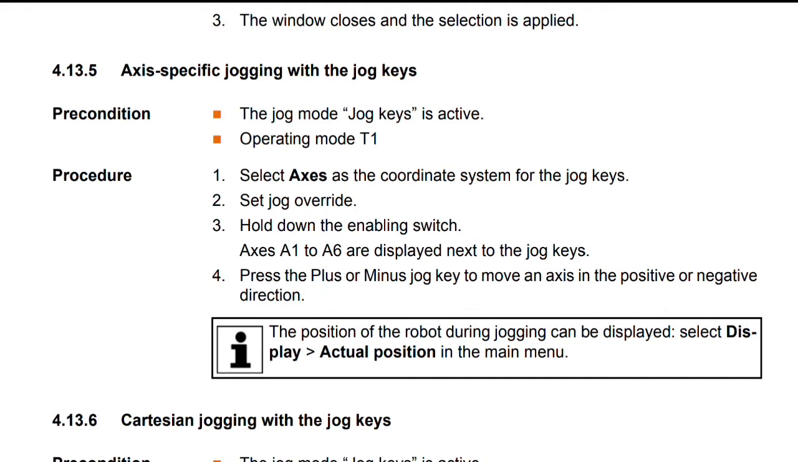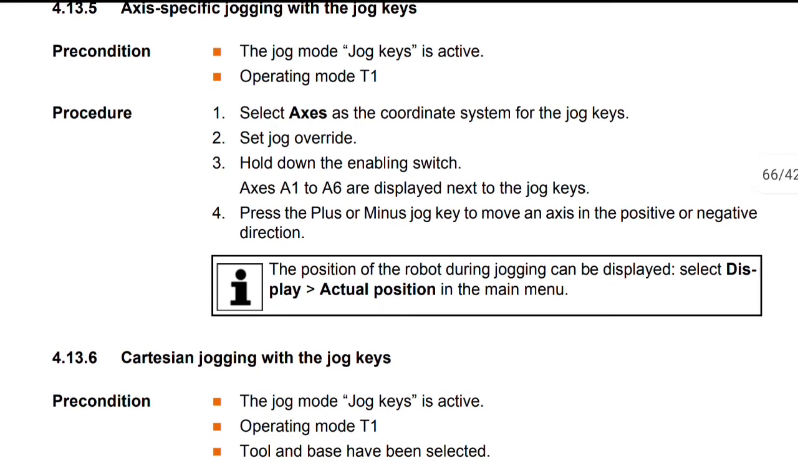Let's continue from the axis-specific jogging with the jog keys. Precondition: the jog mode "jog keys" is active. Operating mode T1. Procedure: select axis as the coordinate system for the jog keys. Set jog override. Hold down the enabling switch.